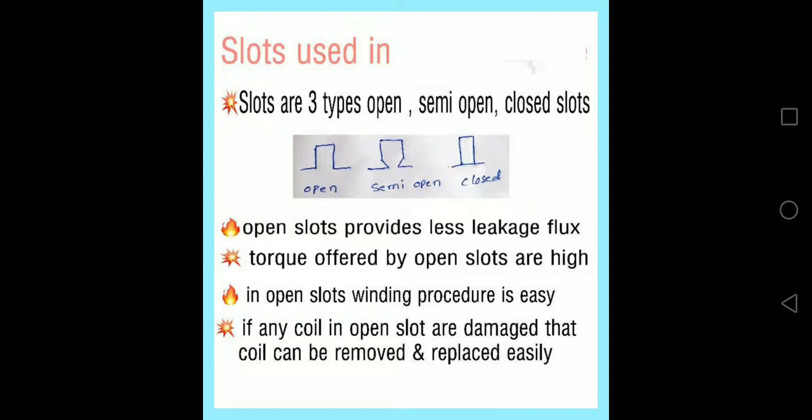So the open slot gives more torque, less power factor. The closed slot gives less torque, more power factor. And again, in the open slot, leakage flux is less. It is very important: in the open slot, less leakage flux means there is more mutual flux. Less leakage flux means more mutual flux in the open slot.